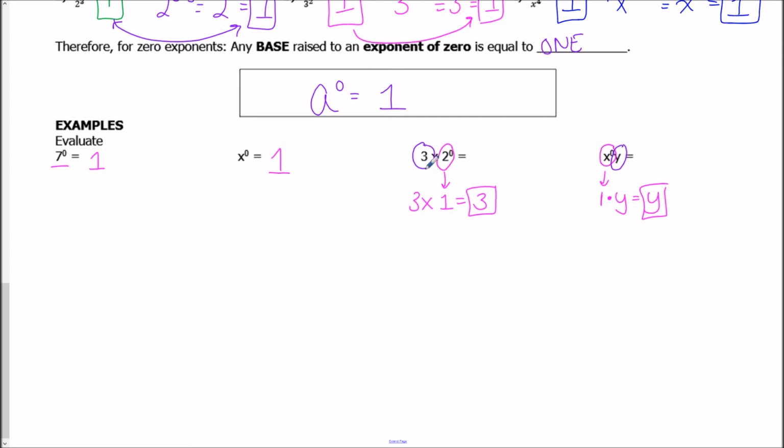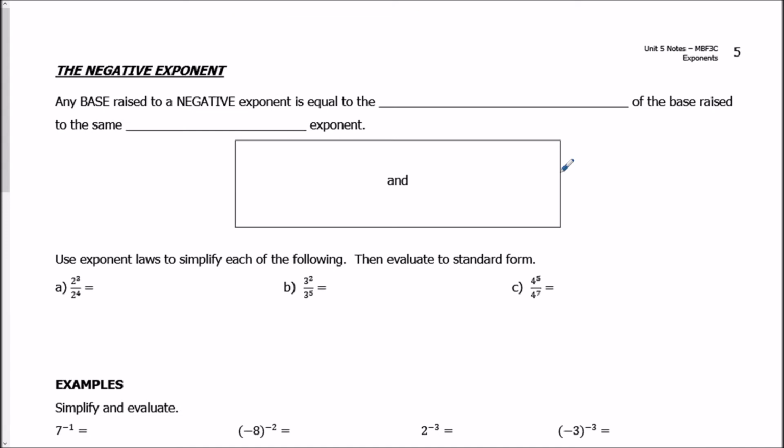Okay? So essentially, this is just saying 3 times no zeros. Well, there's a 3 left over. This is essentially saying no x's times y. Well, there's a y left over. Okay? So now we've talked about the 0 exponent. Let's take a look at what happens with a negative exponent. So any base raised to a negative exponent is equal to the blank of the base. It's equal to the reciprocal. And just a reminder that reciprocal means that you have to flip the fraction.